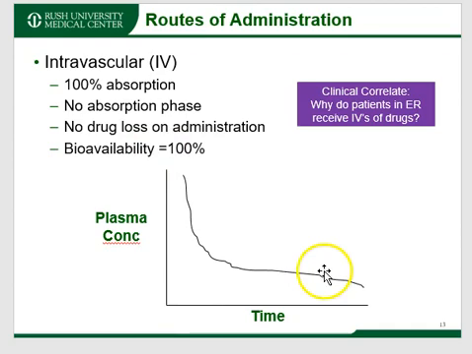Essentially the concept here is that you're injecting the drug directly into the bloodstream, and the maximal amount of drug is immediately available to have some type of biologic or physiologic effect. And so here's kind of the clinical correlate. Why do patients in the ER receive drugs via IV? It's really because of this curve. Here's the plasma concentration over time curve, and you see the maximal concentration is reached shortly after administration.